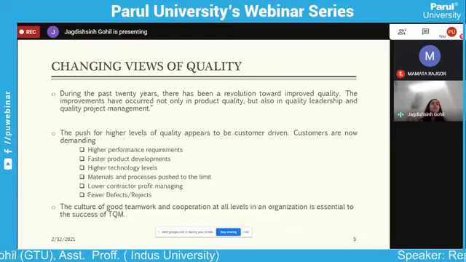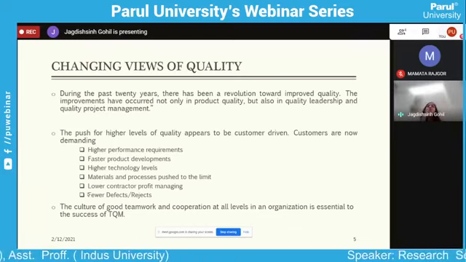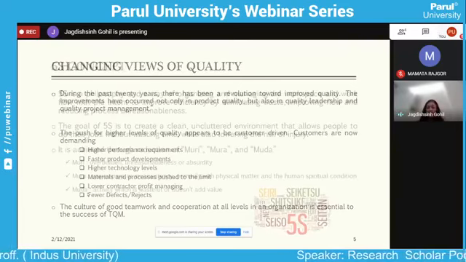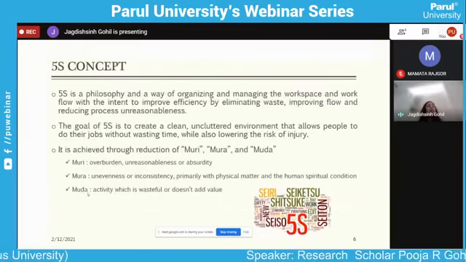Keeping time, cost and cost again in the mind. Right. So now let's actually start with our today's topic, which is 5S.